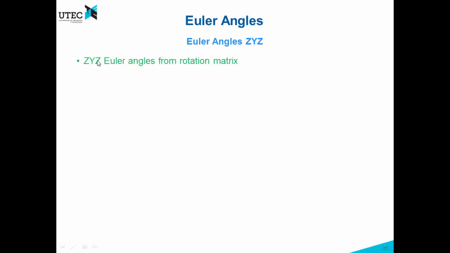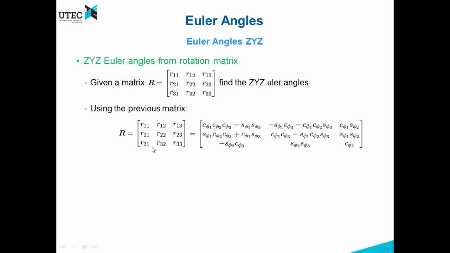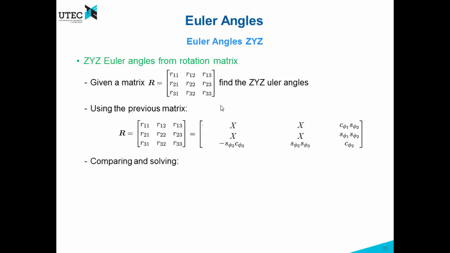If we want the opposite problem, to get zyz Euler angles from a rotation matrix, we have to compare. The problem is: given this rotation matrix, we want to find the zyz Euler angles. Using the previous matrix, we can see which are the terms that we can use. In this case, we are not interested in these terms. We can only use these four terms. Why? Because the rotation matrix is redundant, so these five terms provide us enough information. If we compare and solve, we can get this expression.